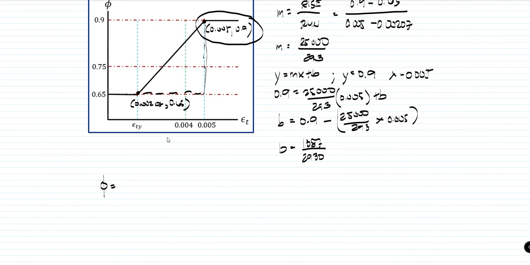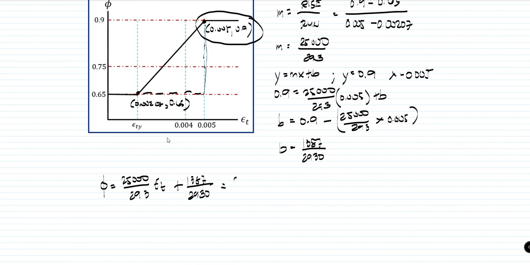So, y is equal to, ang slope natin is 25,200 over 293. So, ang x natin is yung epsilon t and plus yung y-intercept natin which is 1387 over 2930. So, substitute natin yung value ng epsilon sub t na nakuha natin kanina.